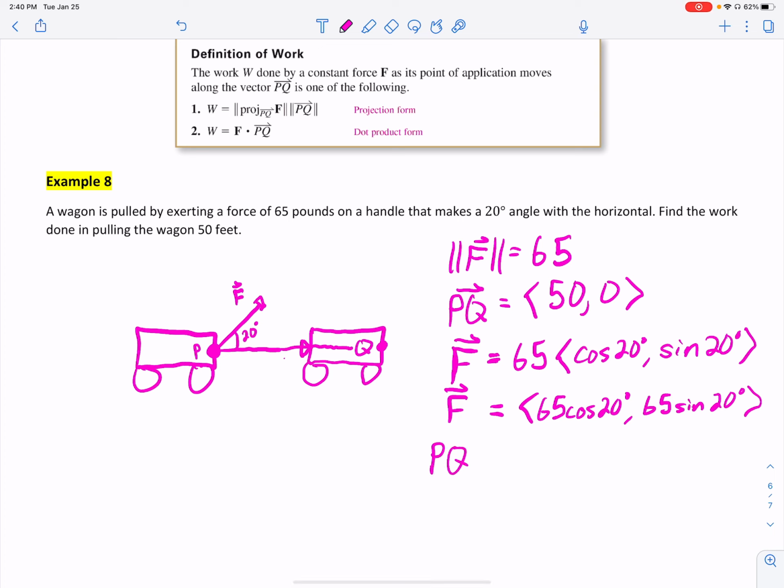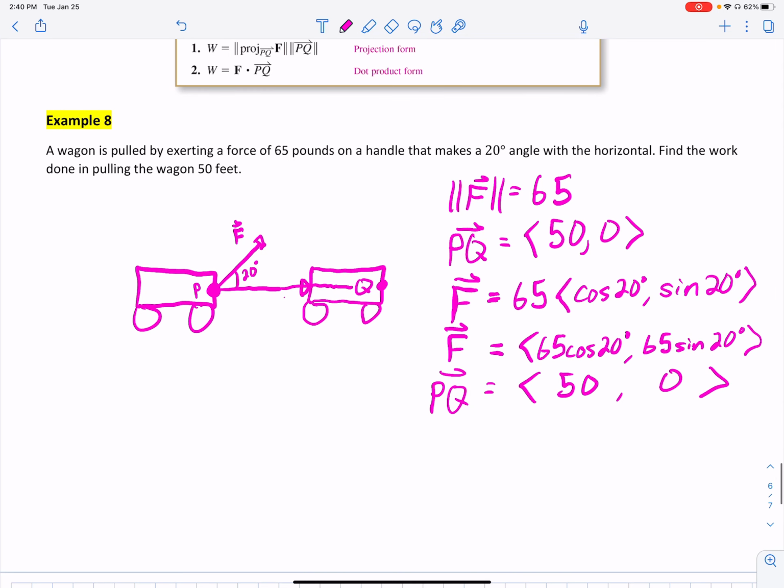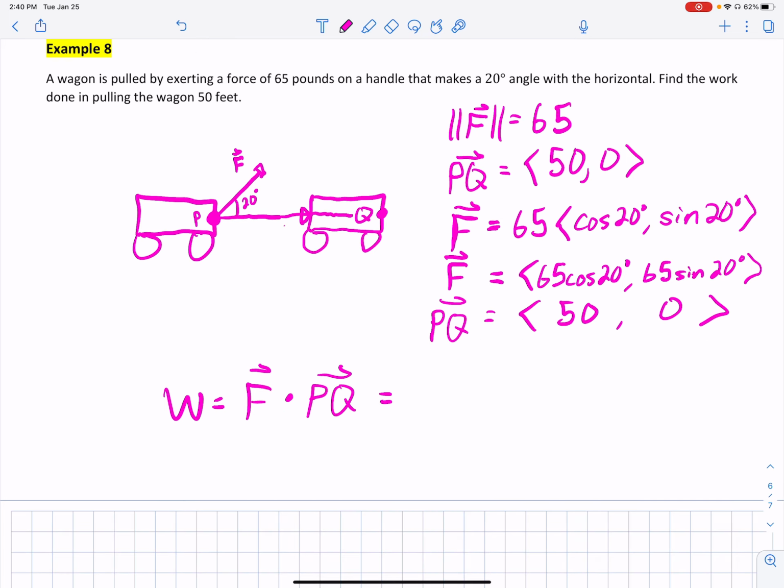I'm going to write down PQ again, because we're going to need both. All right, if I want to find work, I really like the formula of the dot product. Makes it very easy. So the dot product: if I multiply, I know the back half for sure is going to be plus 0. This times that is 0. The front, if I do the multiplication, I'll leave it as an exact answer for a moment. Let me move this plus 0 over. We get 65 times 50 cosine of 20 degrees, and then plus 0. I can figure this out.